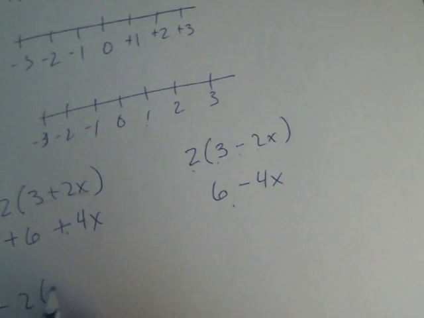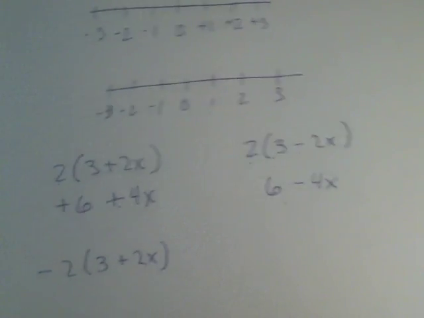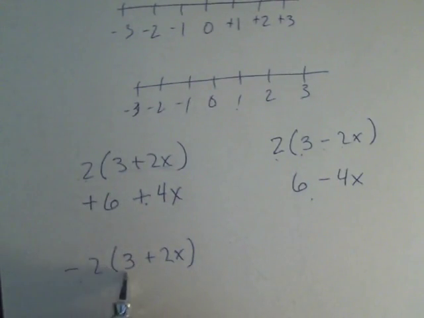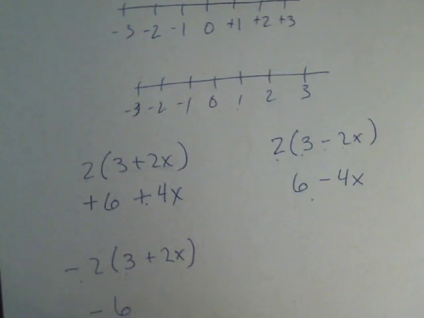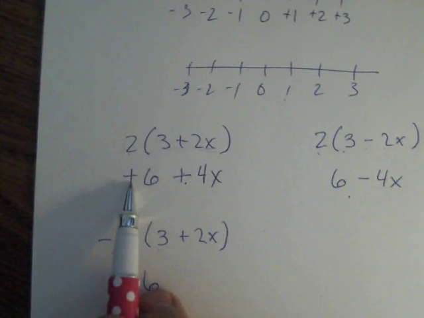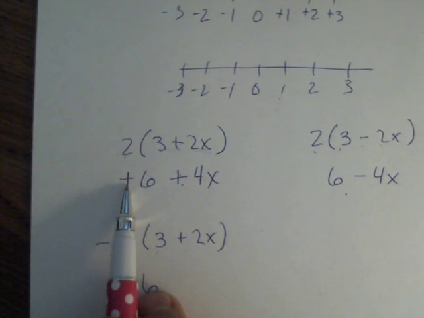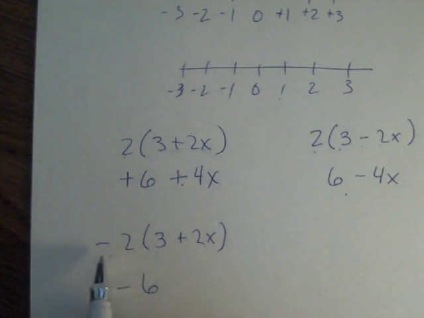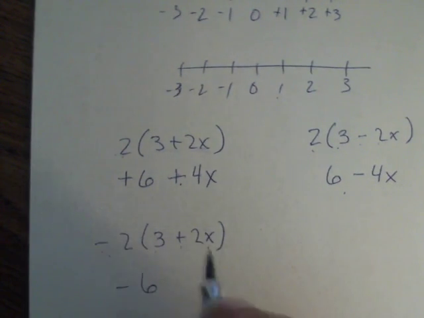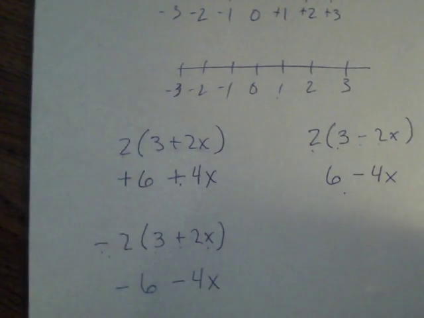So if I multiplied by negative 2, negative 2 times 3 is negative 6. So you have to write down the negative 6 here. You don't have to write down the plus sign with a positive 6 because we assume it's positive if it doesn't have a sign in front of it. Then I take negative 2 times positive 2x, and again I get negative 4x.